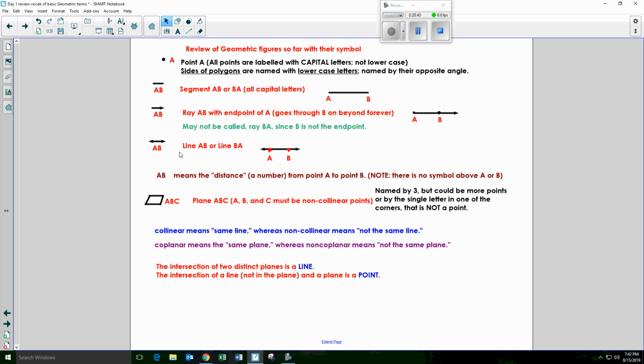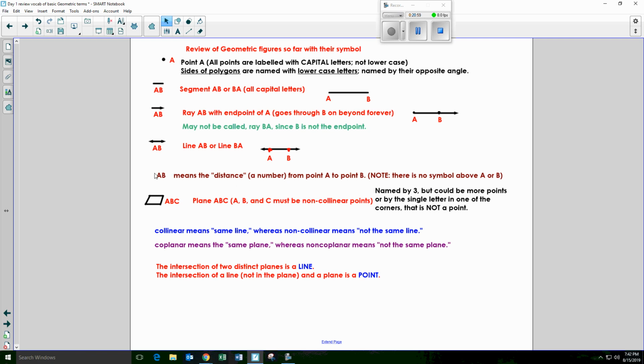Line AB or line BA. Here's an example of this. Now, I told you it means something different if there are no symbols above it. Here, this is right here. No symbol above A and B means the distance from point A to point B. So distance is a number: 1, 1.3, 1.9, 2.5, 20, 50.